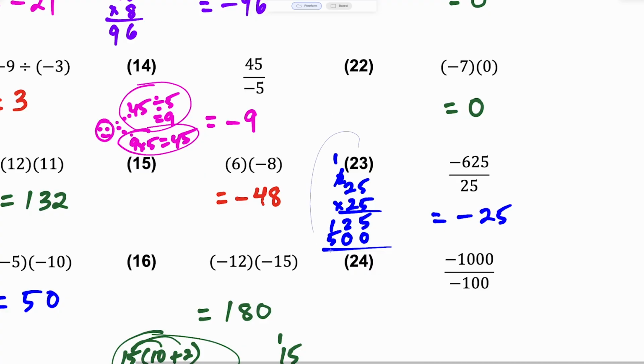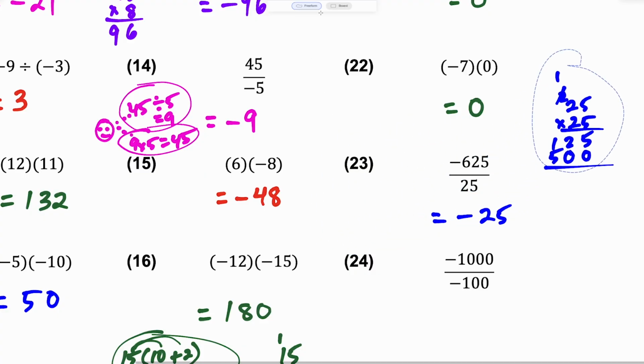So let me just move this stuff over so we could actually see it. If we work this sum out, we have coming up here, 5 plus 0 is 5, 2 plus 0 is 2, and 1 plus 5 is 6. So this one definitely checks out.